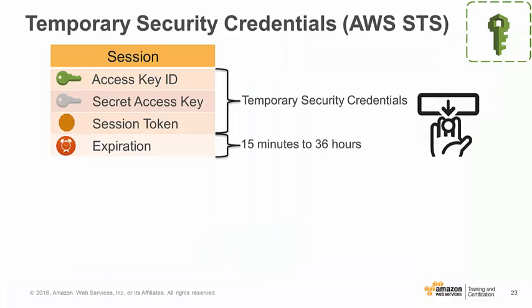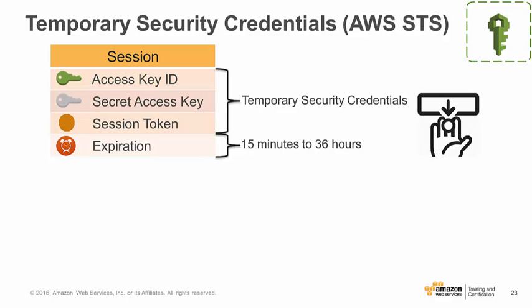AWS Security Token Service, AWS STS, provides trusted users with temporary security credentials that can control access to your AWS resources. These credentials are short-term and work almost identically to the long-term access key credentials. These credentials are generated dynamically and are provided to the user when requested.